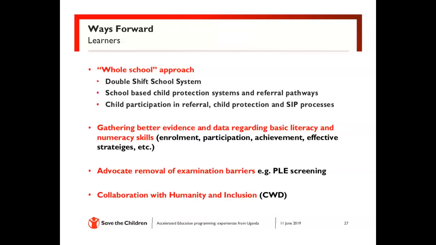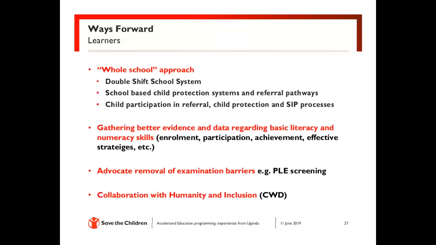We're also incorporating and using more child participatory methods within the referral system and within the child protection process, including, as Leo mentioned, involvement of children in the school improvement planning process to begin with, so they can begin to identify what are the issues and challenges within their school and what are the ways that we collectively together can improve them.